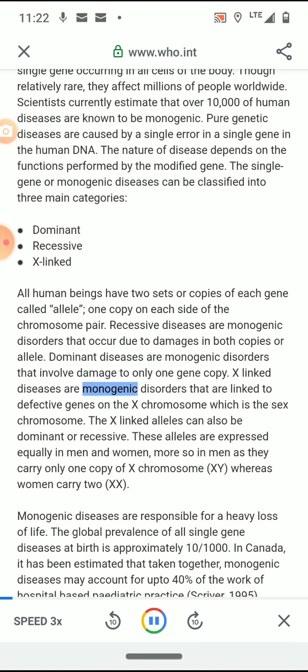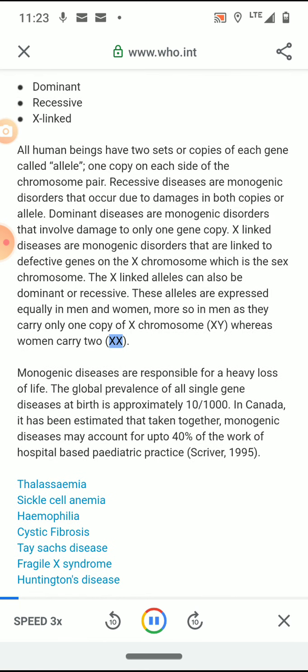X-linked diseases are monogenic disorders that are linked to defective genes on the X chromosome, which is the sex chromosome. The X-linked alleles can also be dominant or recessive. These alleles are expressed in both men and women, more so in men as they carry only one copy of the X chromosome, XY, whereas women carry two, XX.